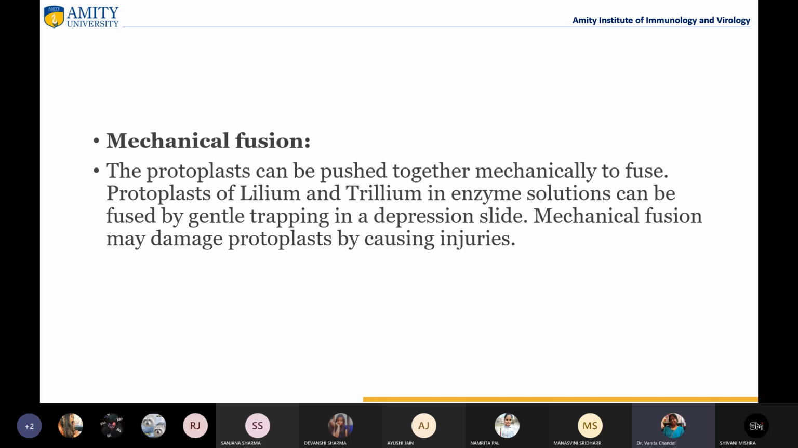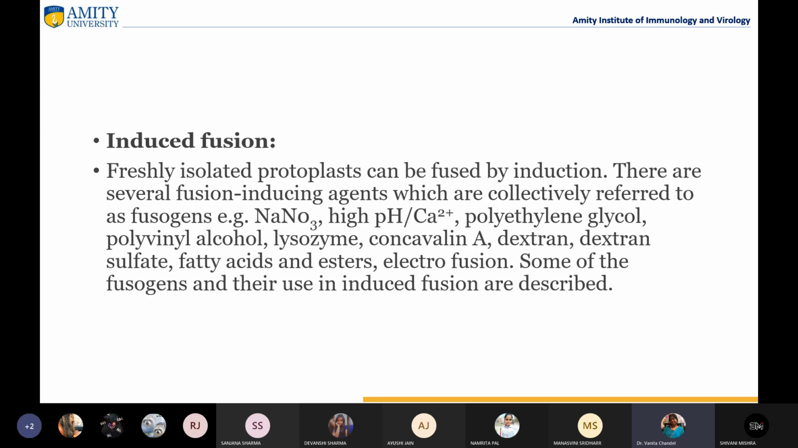In mechanical fusion, the protoplasts can be pushed together mechanically to fuse. For example, protoplasts of Lilium and Trillium in enzyme solutions can be fused by gentle trapping in a slide. But there's a drawback here: the fusion may damage the protoplast by causing injuries to it. So this is again not a very appropriate method.